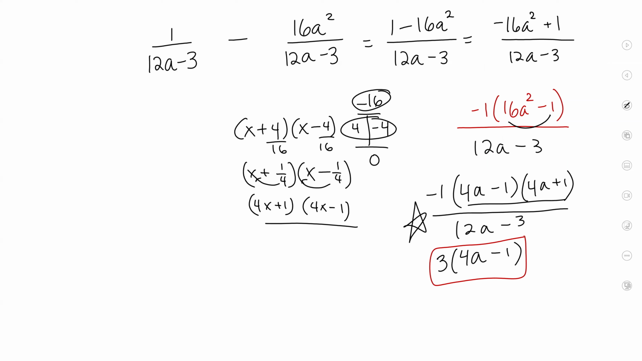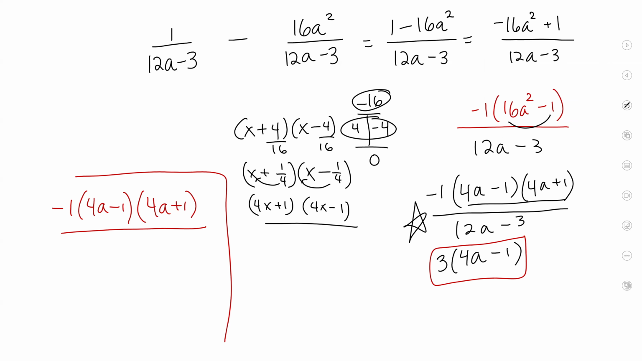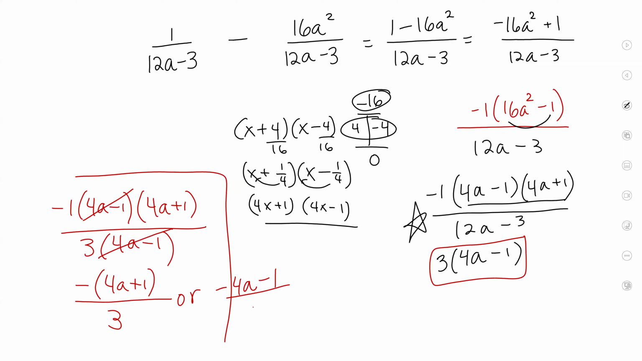So let's write our whole problem. I'm gonna write it over here. We have -1 times 4a minus 1, 4a plus 1. And in the denominator, we have 3 times 4a minus 1. That cancels with that. Your answer is -4a plus 1 over 3. And of course, guys, if you wanted to, you can distribute this negative in. So you can also write it like this, -4a minus 1 over 3. You can also do it like this, where you distribute the negative.